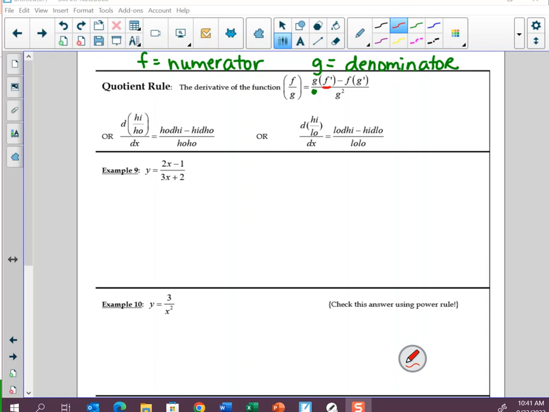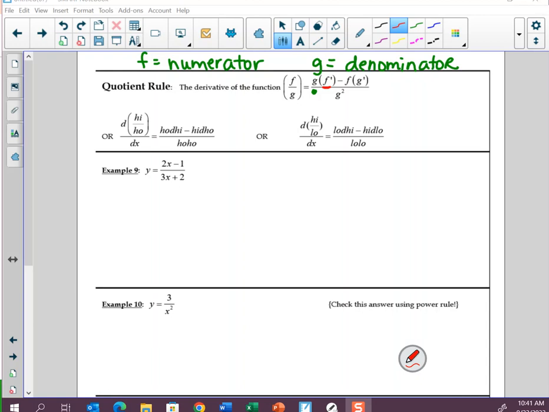Quotient rule in other sources, one way to think about it, or one sort of trick to remember, is instead of thinking about numerator and denominator and F and G, you talk about high and low for the numerator and the denominator. And then you get this little sing-songy thing. You use the letter D to represent the derivative.